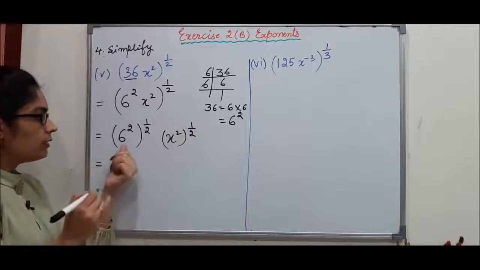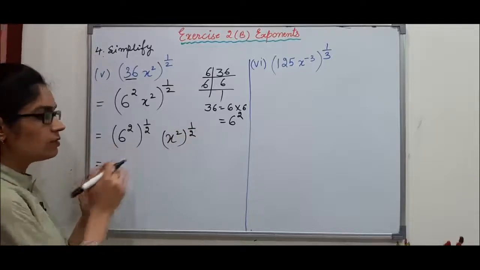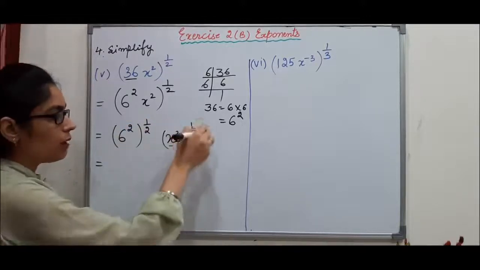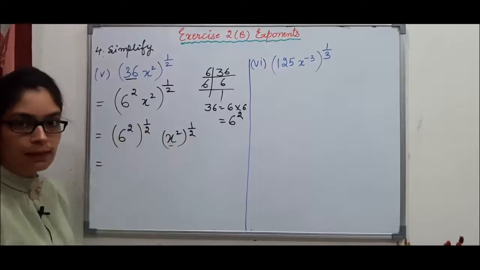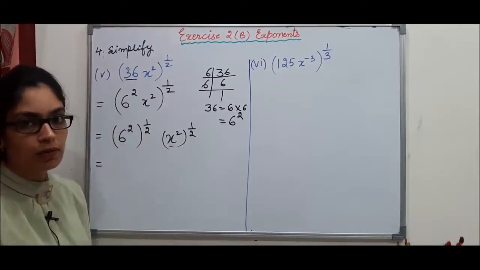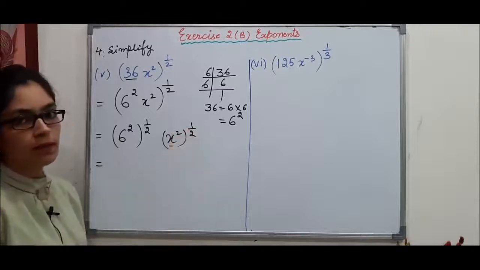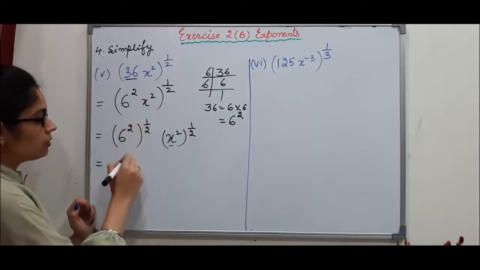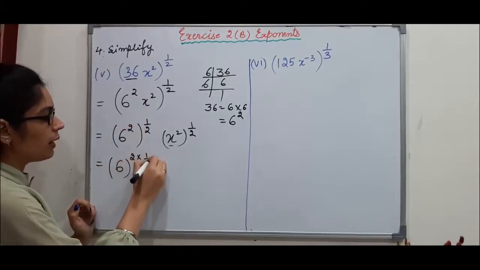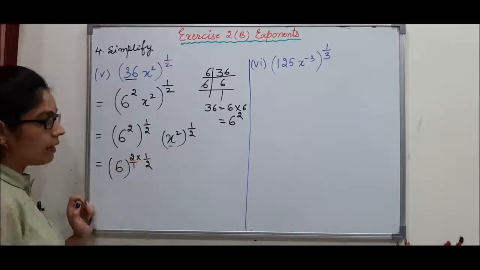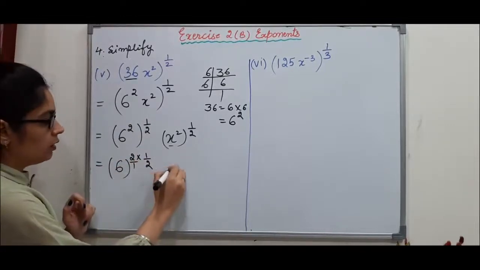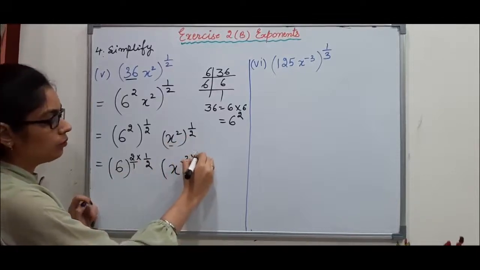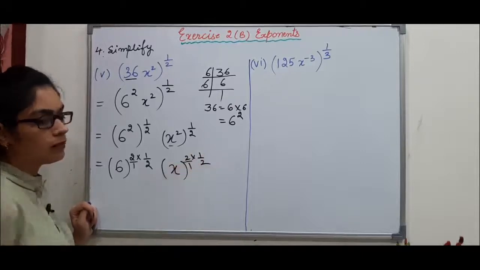Now here with 6, say 6 is a single number, with a single number 2 powers are there. This also single number, 2 powers. So when 2 powers are there, we can multiply those 2 powers and make these 2 powers a single power. So power rule we can apply. So 6 to the power 2 into 1 by 2, this 2 we can write as 2 by 1. X to the power, same thing, both the powers we can multiply, 2 into 1 by 2, and this you can write as 2 by 1.